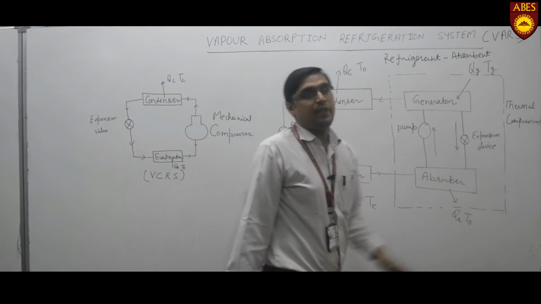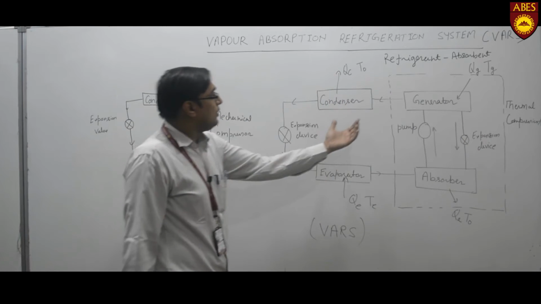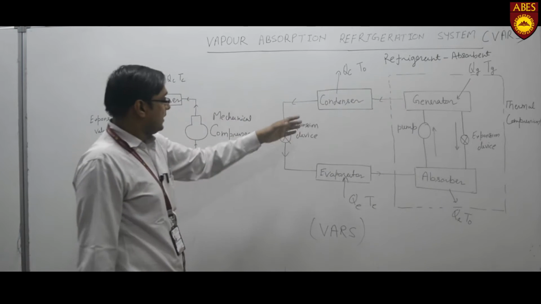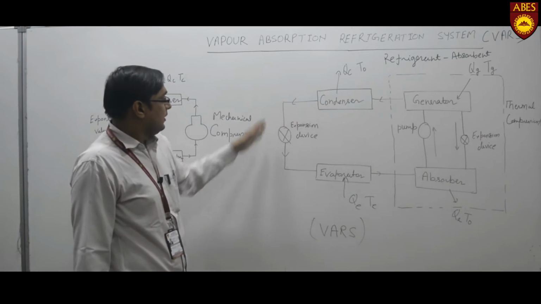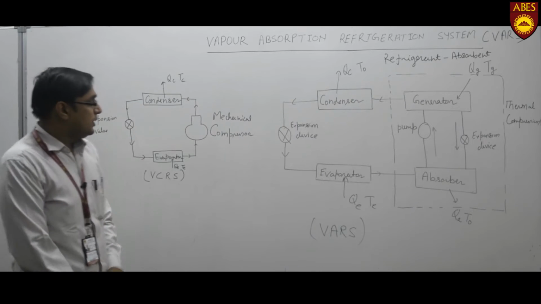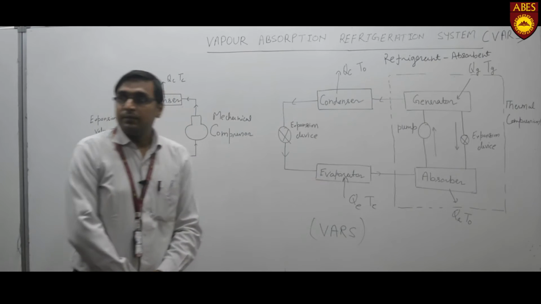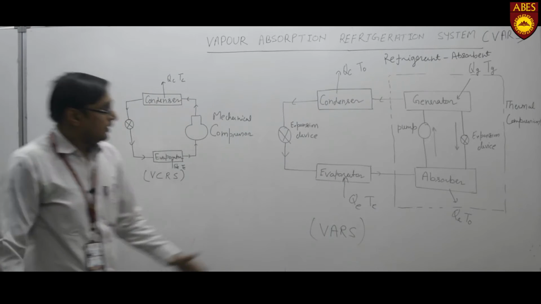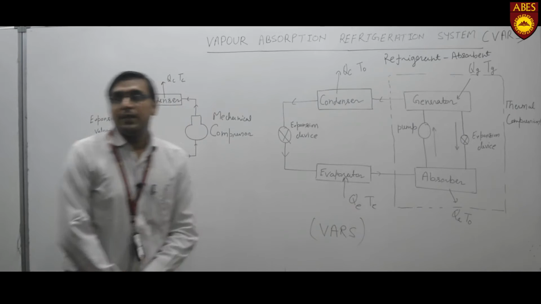The hot absorbent is sent to the absorber by reducing its pressure by the expansion device. Now the refrigerant vapor goes to the condenser, where it is condensed, and again goes to the expansion valve where its pressure is reduced, and then goes to the evaporator where the refrigeration effect is produced, and heat QE is extracted at temperature T.